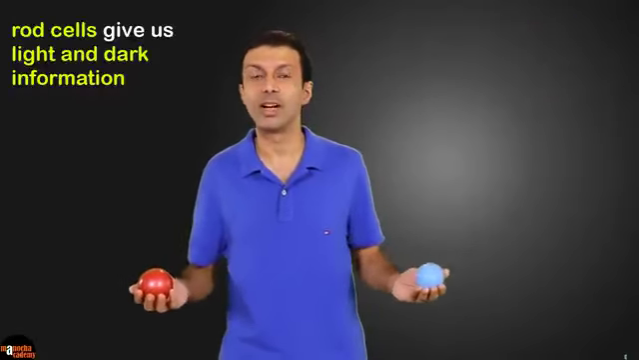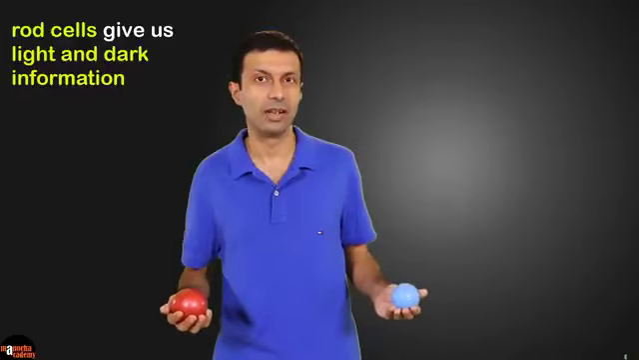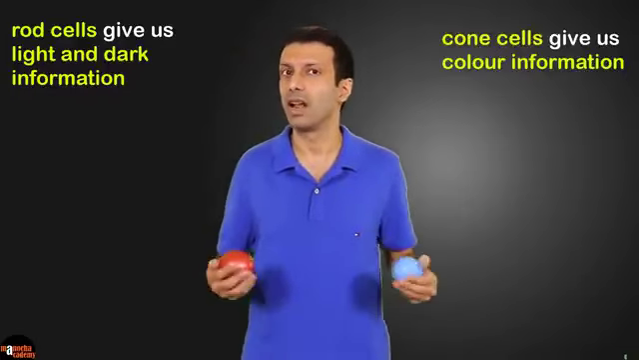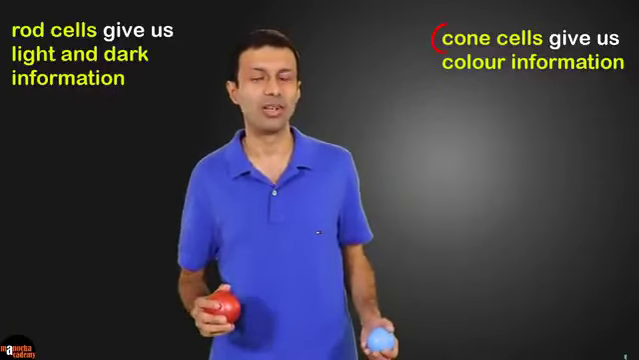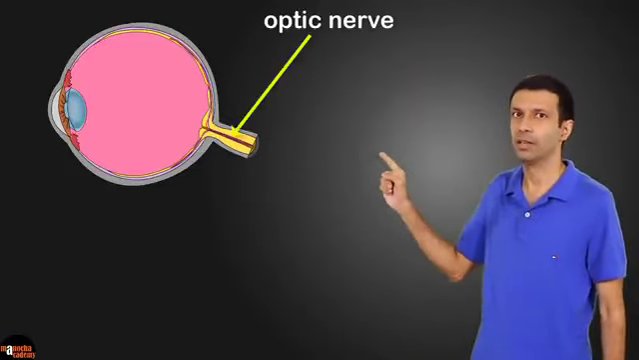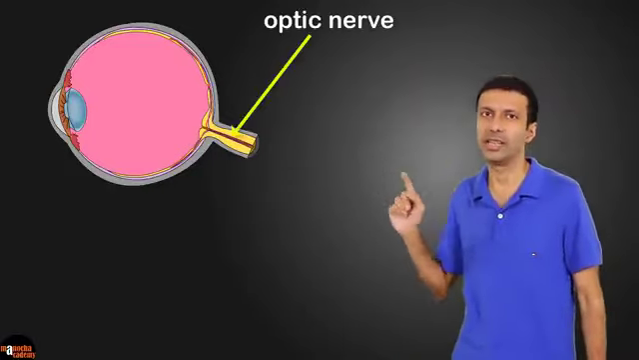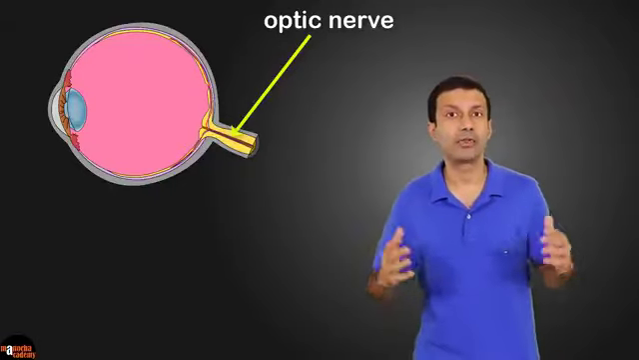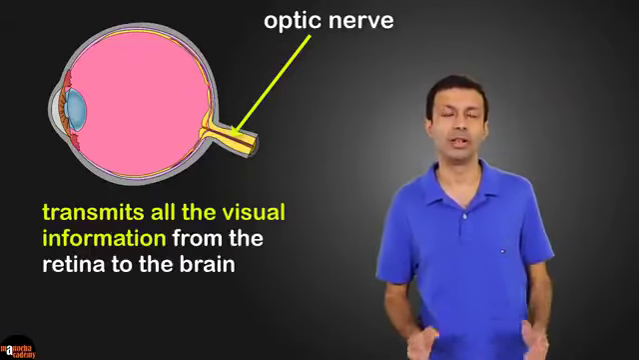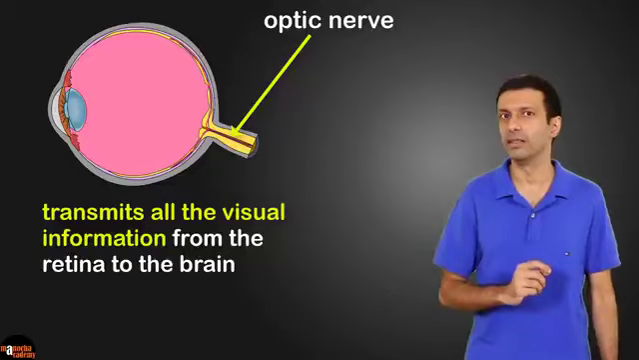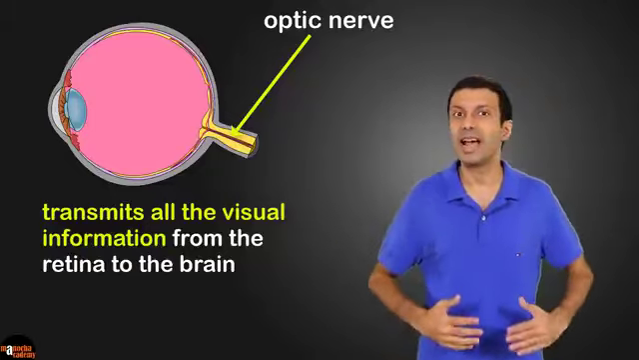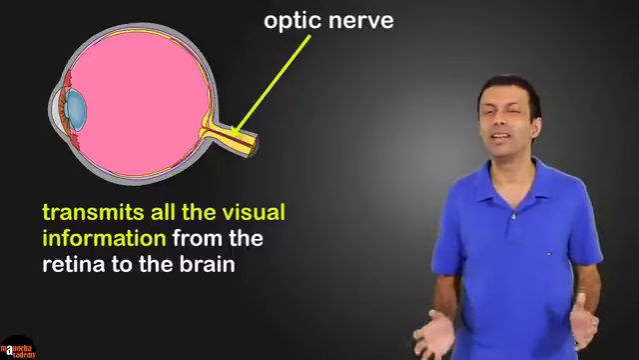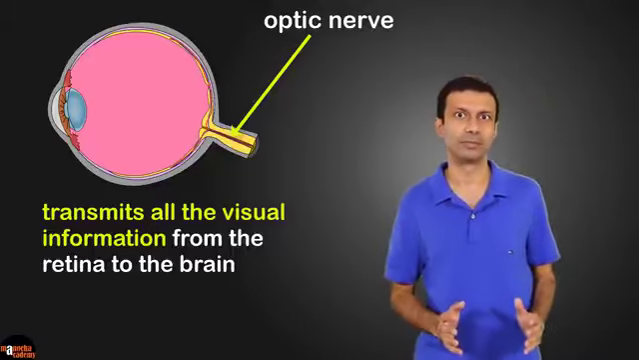So the rods give us light and dark information and the cones give us the color information. And it's easy to remember. C for cone, C for color. There is a nerve called the optic nerve which is attached to the retina. The optic nerve transmits all the visual information from the retina to the brain so that we can see the world around us. The eye acts like the camera and the brain gives us the vision.